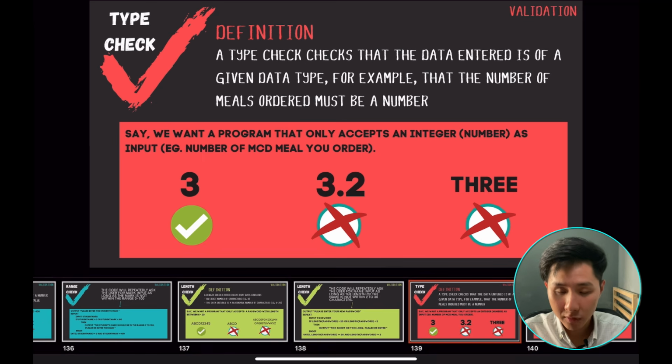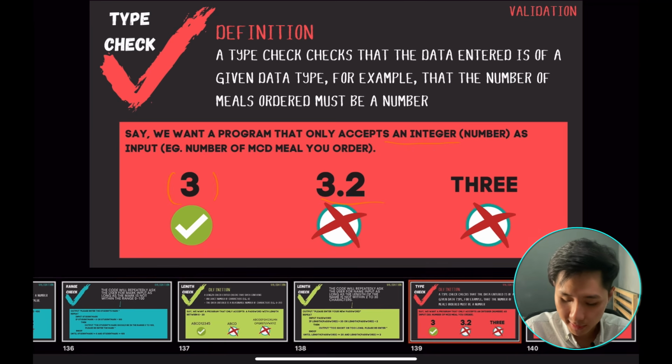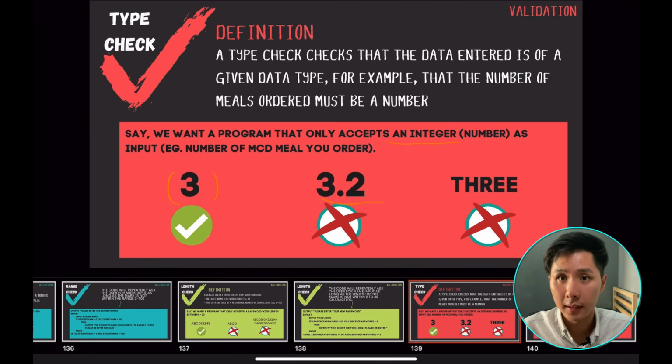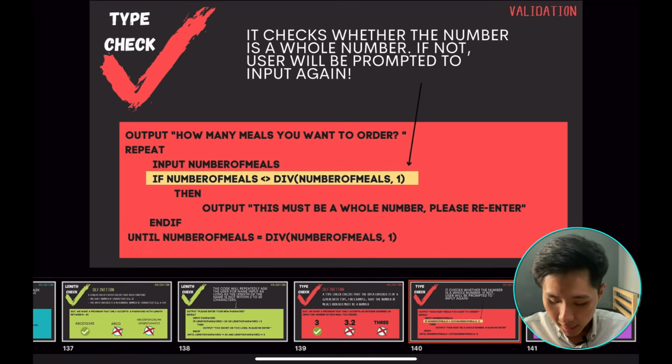Followed by the next type of check, type check. Sometimes you want the user to enter numbers instead of alphabet. We can do that too. Say for example, they only accept an integer. So we only want a whole number instead of 3.2 or 3 in alphabetical order. So again, this is how we can write it in code. Notice that I don't go through a lot of the code very well, because I think the point here is just to give you an idea of what types of check we can impose on the user.